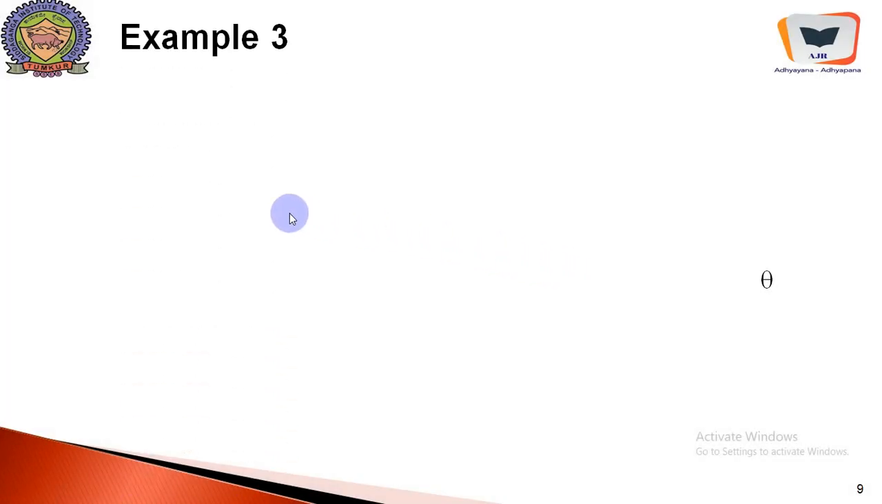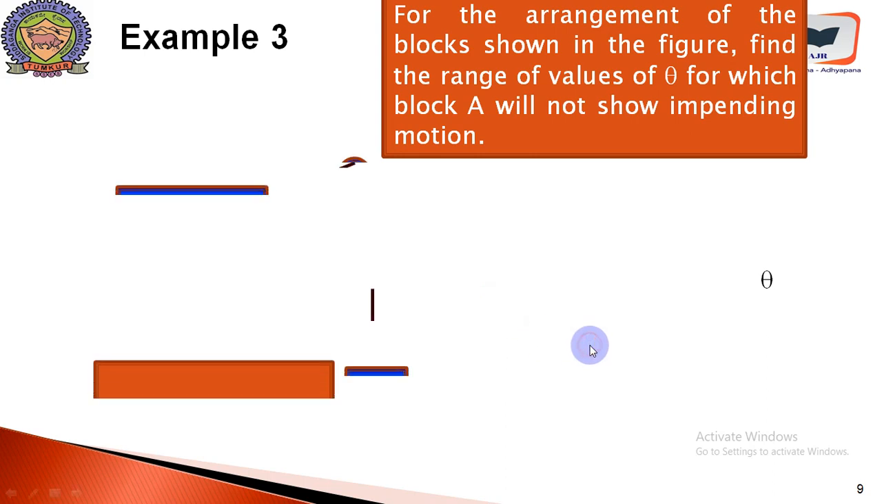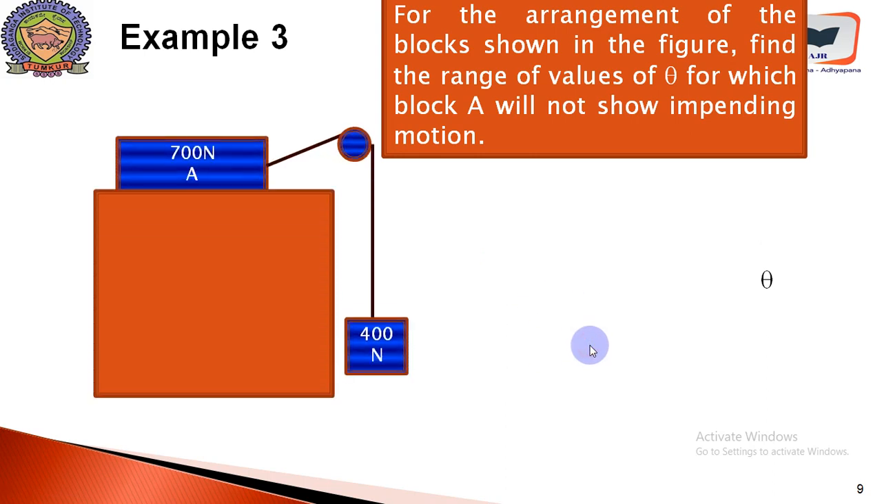So we will take up example number 3. For the arrangement of the blocks shown in the figure, find the range of values of theta for which block A will not show impending motion. So this is theta, and in order to find the range of theta, this is called the angle of elevation. The thread is held high above this horizontal axis, and it is passed over the pulley, and a weight is hung. This is 400 Newton, this is 700 Newton.